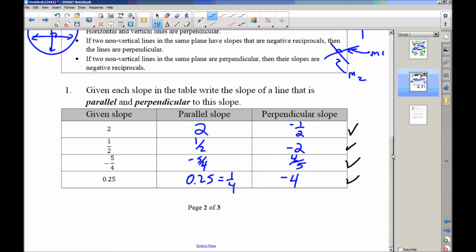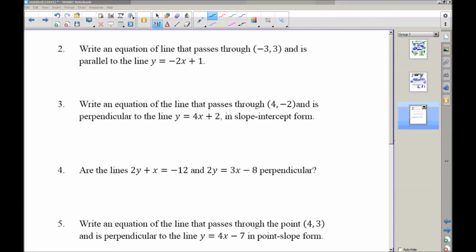Okay, on to page 3. Number 2, write an equation of a line that passes through (-3, 3) and is parallel to the line y equals -2x plus 1. So if I know the two lines are parallel, I know a slope for my new line. My slope is going to be the same slope as this line, so it's going to have -2. And now I have a point and a slope. What's the easiest way to write an equation with point slope?